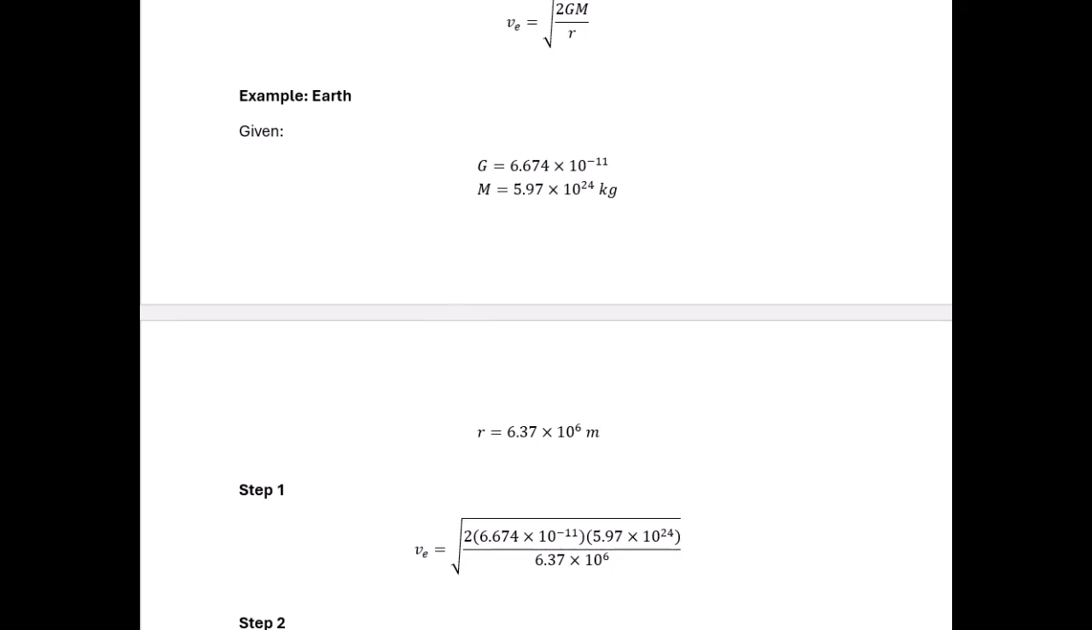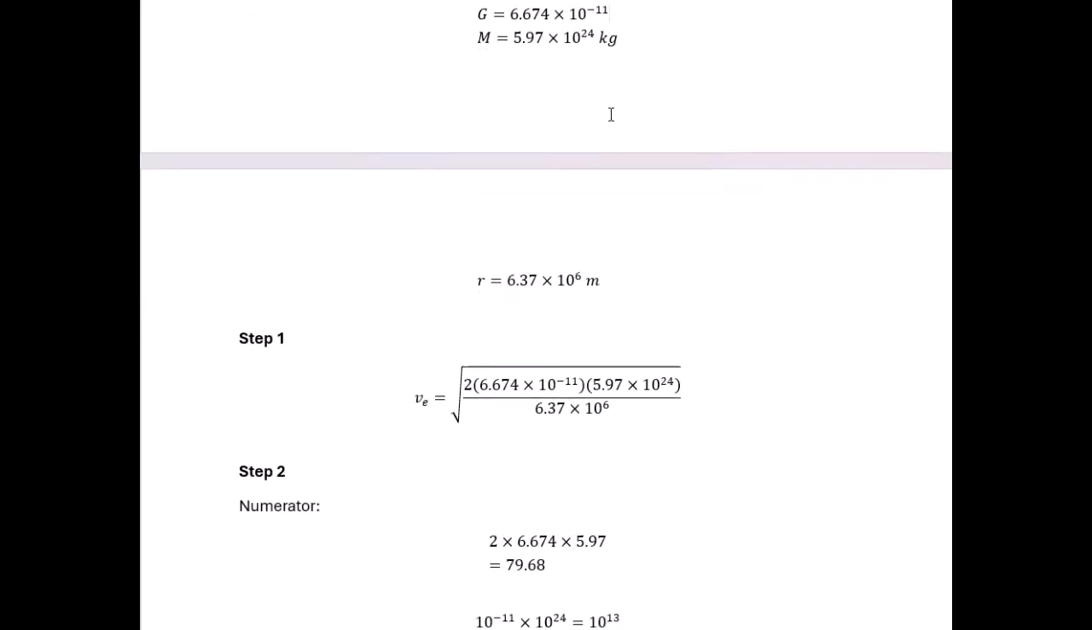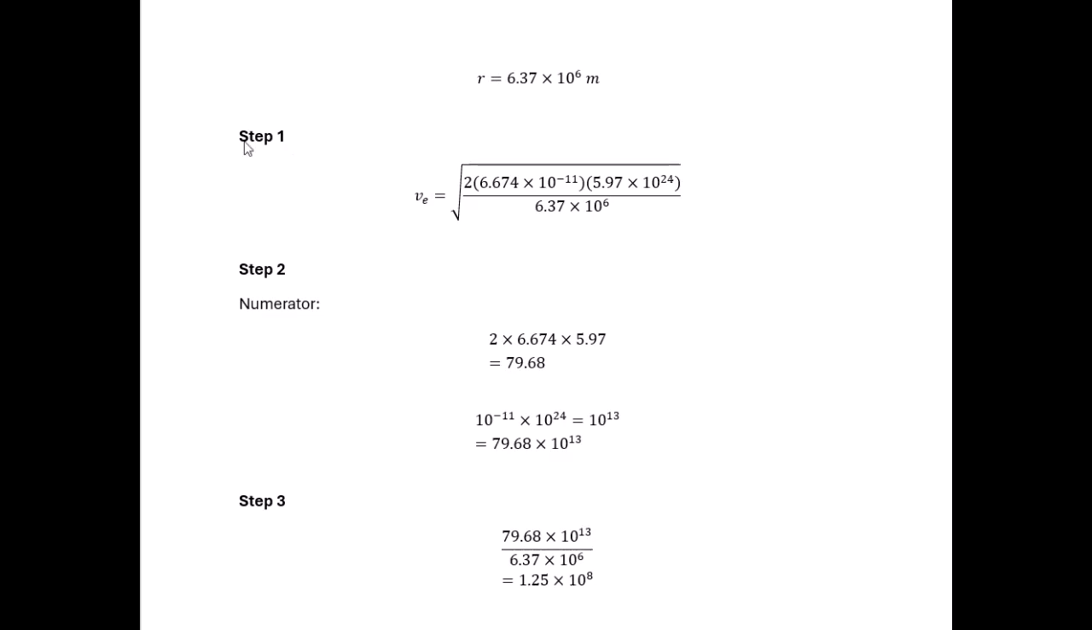R is the radius, and the mass of the Earth. Now let's talk about the given values. The gravitational constant is 6.674 into 10 raised to power minus 11, and the mass is 5.97 into 10 raised to power 24 kgs. I am saying only, but it's not only. It's too much. Now putting the values.